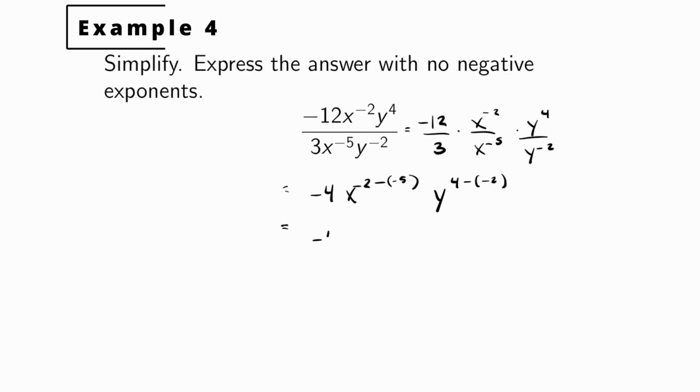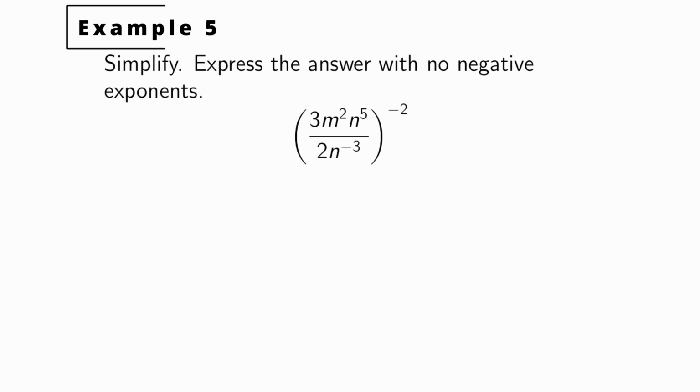So we get negative 4. Negative 2 minus negative 5 is going to be negative 2 plus 5, so that'll be x cubed. Okay. And then y to the 4 minus negative 2 is going to be y to the 4 plus 2, or y to the 6th. And we're done, right? We have no negative exponents here, so there's nothing left to do.